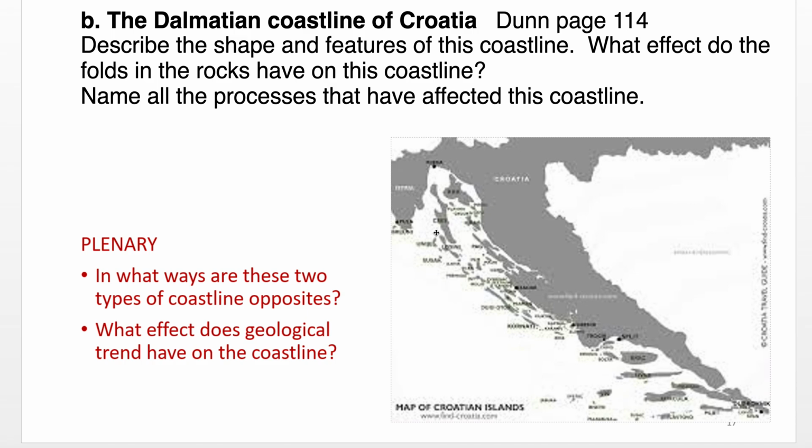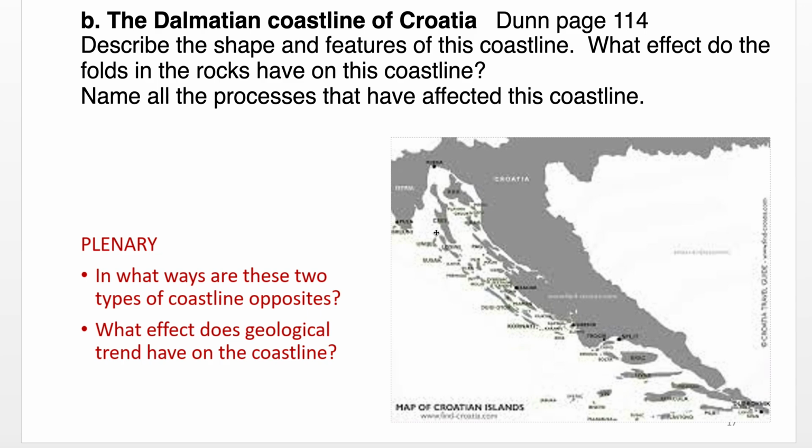If you're still confused by half and Dalmatian coastlines, they do occasionally come up on the syllabus, but only in the exam, and only maybe for a 4 mark or an 8 mark maximum. You could refer to the Dunn textbook page 114, or you could do a quick Google of Dalmatian and half coastlines just to make sure that you have got both of those things in your mind as types of concordant coastline. So that's the end of the lesson.